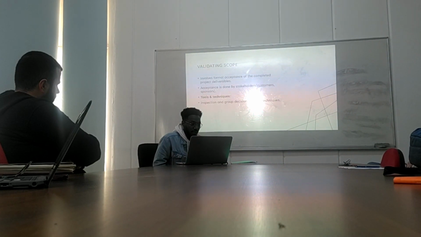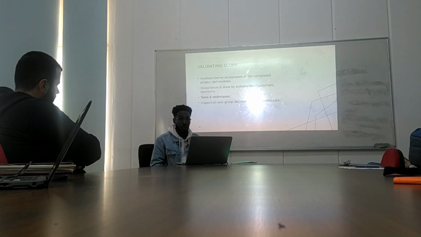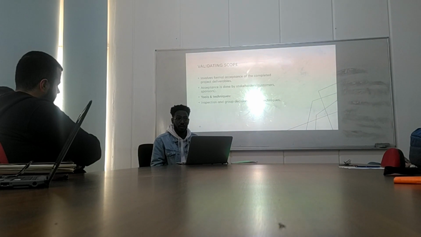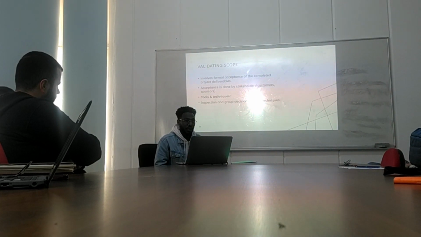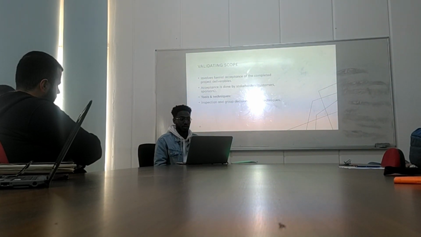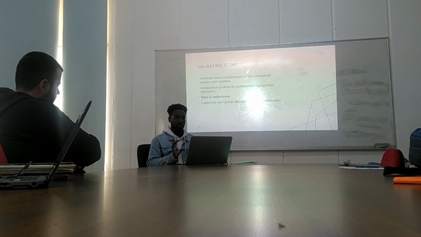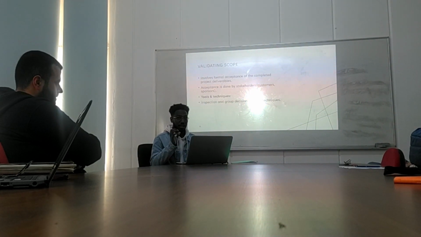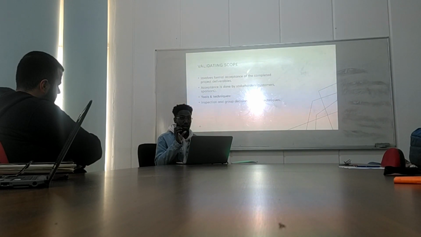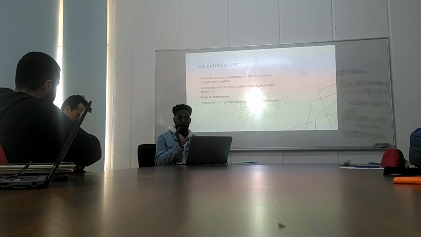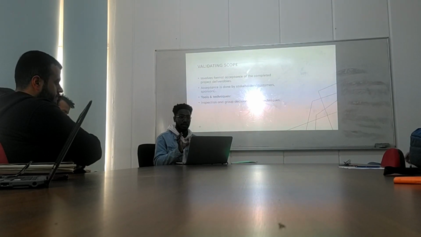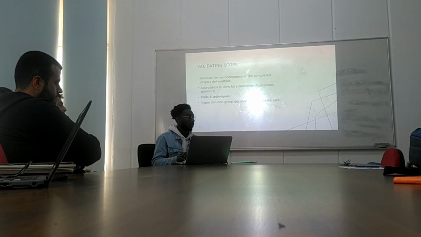And then the 5th step is validating the scope. So after we collect our requirements and we do the breakdown structure, we are going to validate our scope. So again, from the name, we are going to validate whether the deliverables are acceptable or not. The people who are going to be responsible for doing the acceptance are the stakeholders, which are the sponsors.